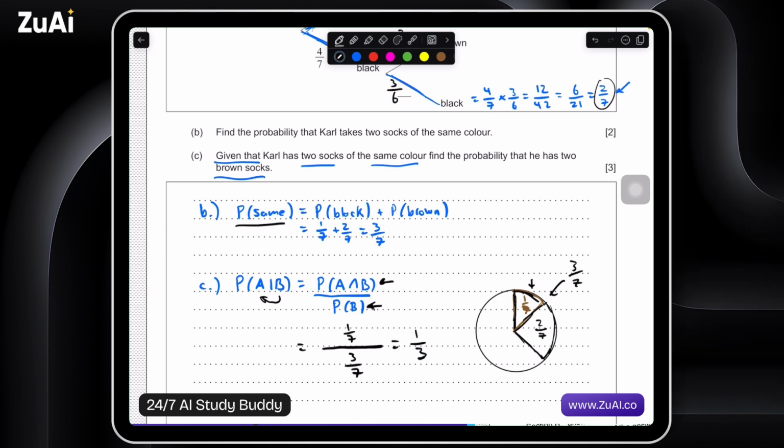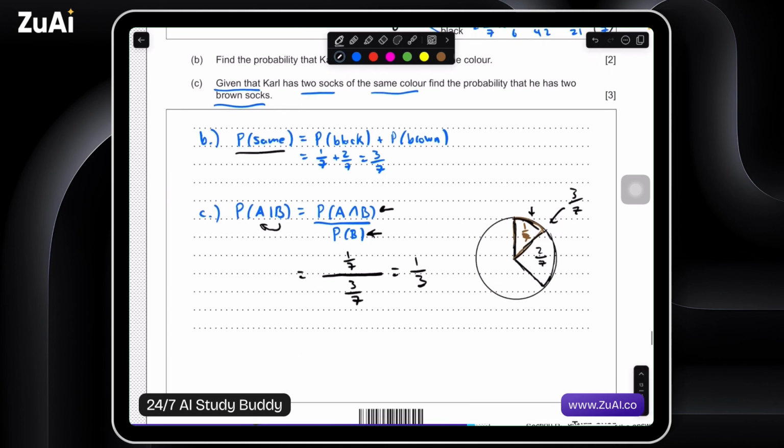I think conceptually is the easiest way to work these out, rather than the formula.